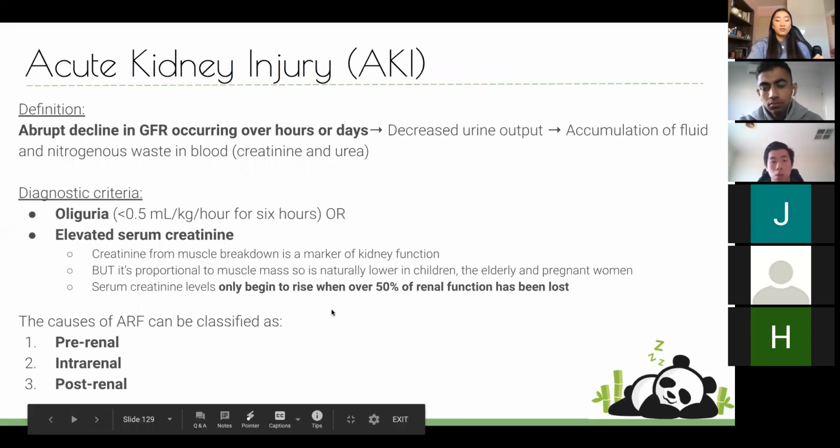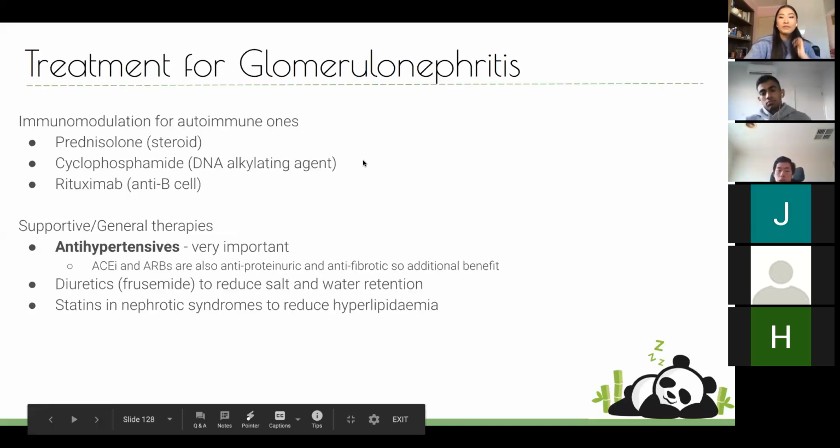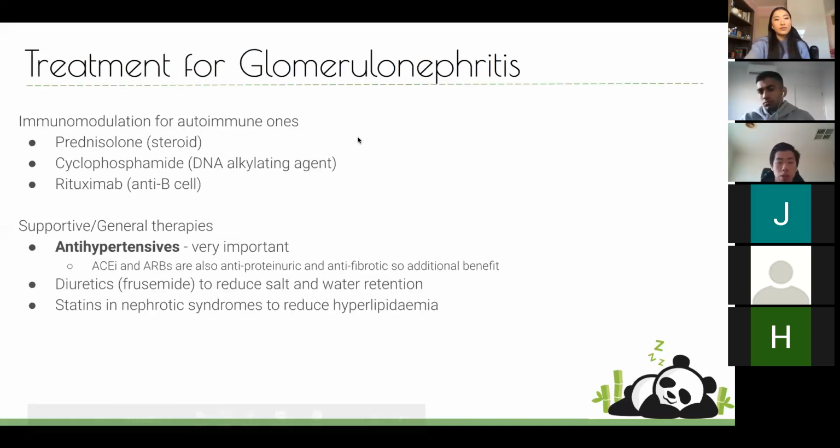Okay, the next one to talk about is AKI, but a quick thing to talk about before that, to GN. So GNs, I guess two things first. You add the statins as well because they're at higher risk of kidney disease, and kidney disease puts you at higher risk of myocardial infarction anyway. So that's kind of why you cover the statins as well.